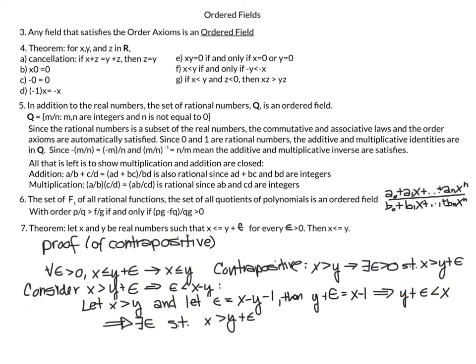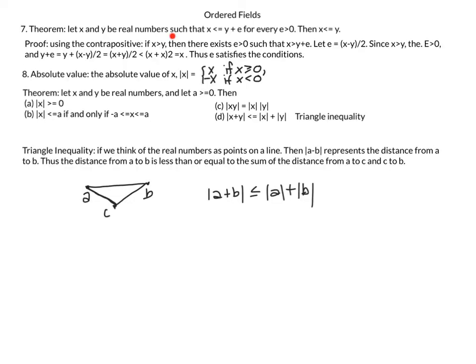So I could have said, here's my epsilon. So there exists an epsilon such that x is greater than y plus epsilon, which is exactly what I wanted to show. So this would have been another good epsilon. Any epsilon that satisfies this condition, you can put into a proof. Here is the last proof we just did.